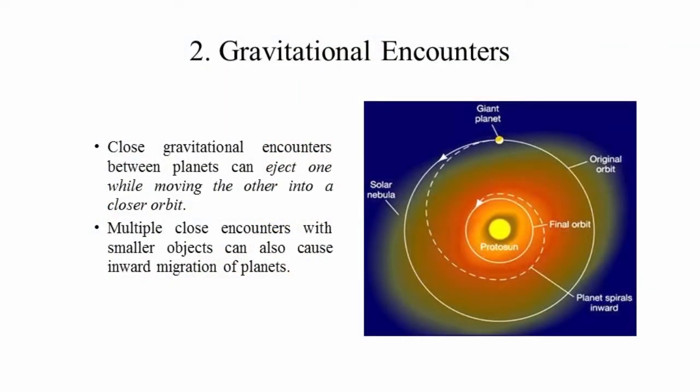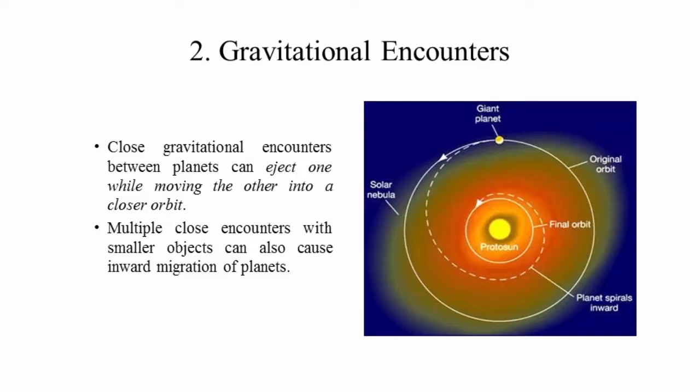This may happen, so to speak, all at once with one major event, where two planets get very close to each other and one is violently thrown out and one is violently pushed inward, or this could happen more gradually.